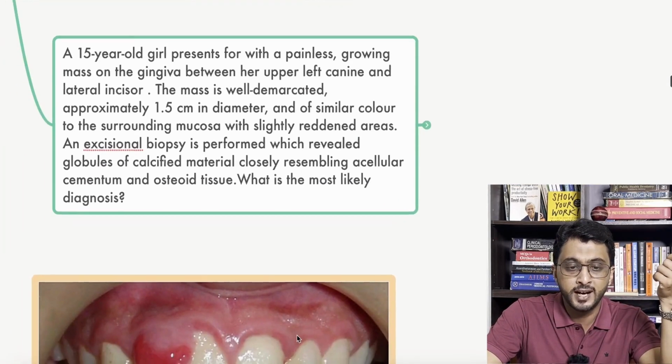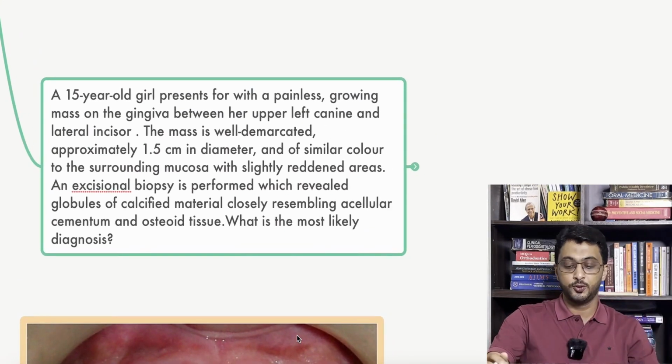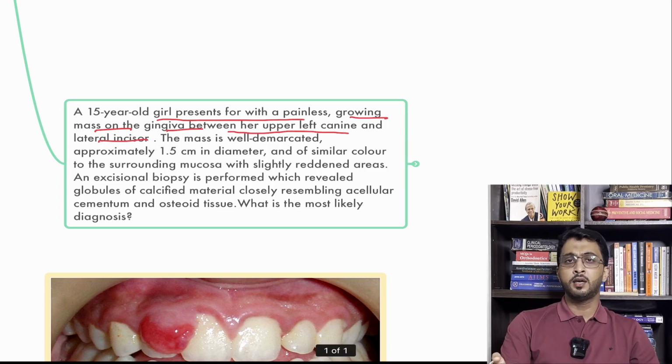Now if you come to the final question for today, which is actually a soft tissue lesion shown in the image there: a 15-year-old girl presents with a painless growing mass on the gingiva. Now it's very clear, peripheral. But anyway, let's see. Gingiva between upper left canine and lateral incisor. Now this is again a good location, but you can't say that absolutely this is pathognomonic like your periapical cemental dysplasia. It can be seen anywhere, but again, a very common location.